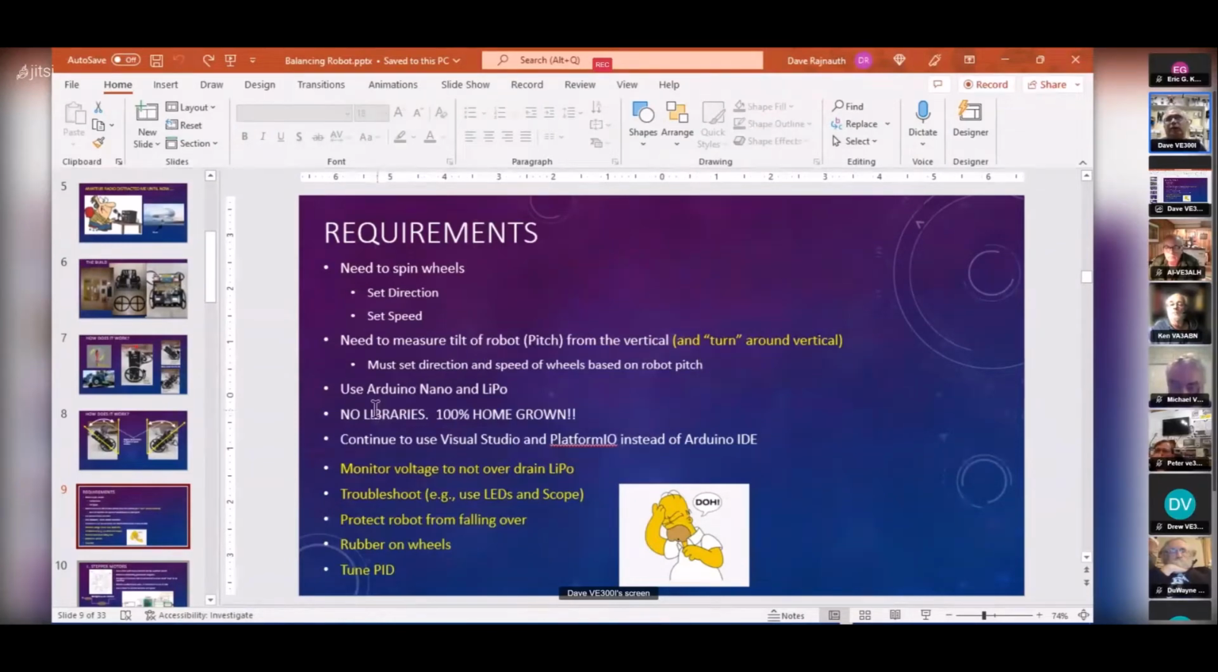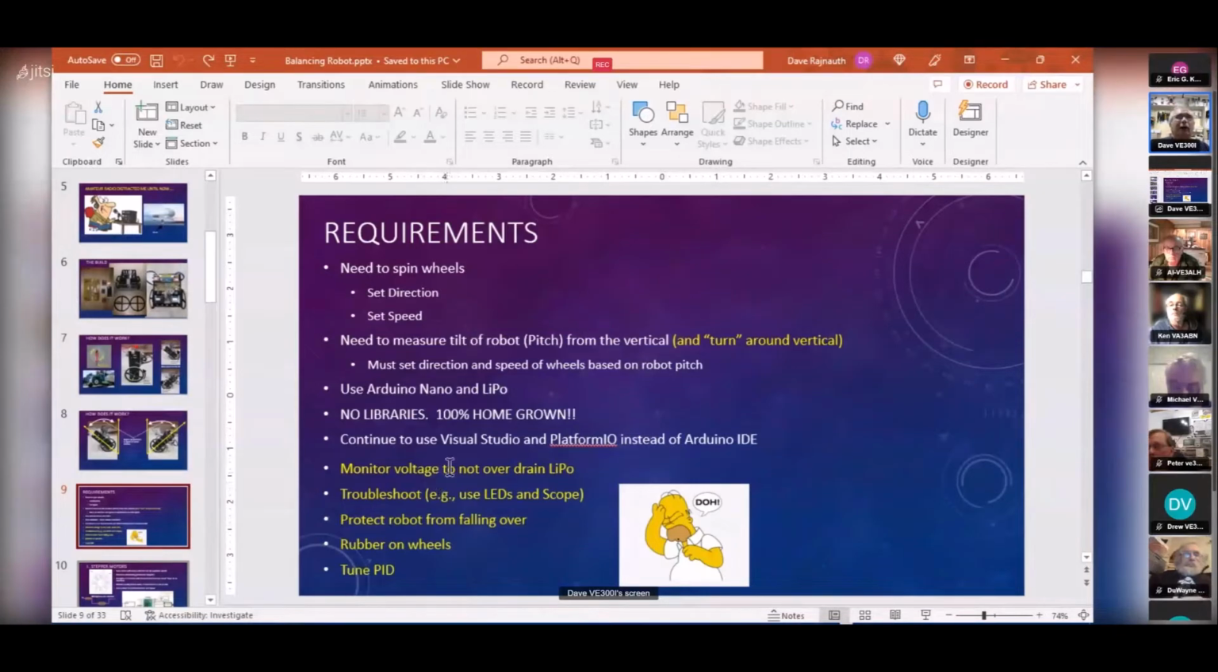I wanted to use an Arduino Nano and a LiPo, and I didn't want to use any libraries. I wanted this to be completely homegrown, because that's how I learn: I try to do things myself. I also wanted to use PlatformIO and Visual Studio. I don't use the Arduino IDE anymore. I only use PlatformIO now, and it's very, very powerful.